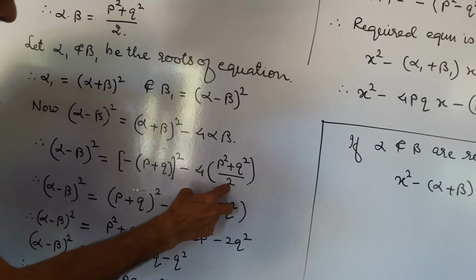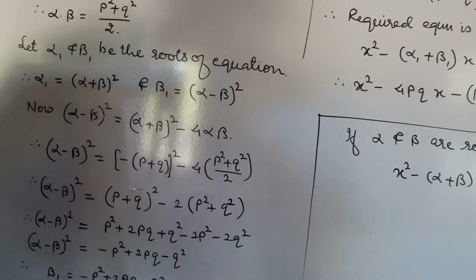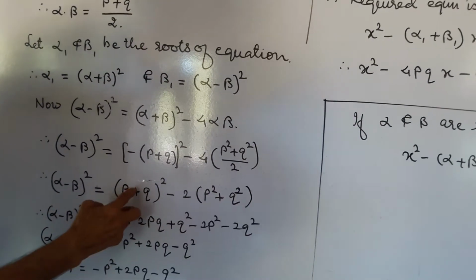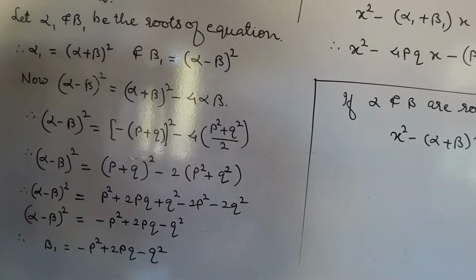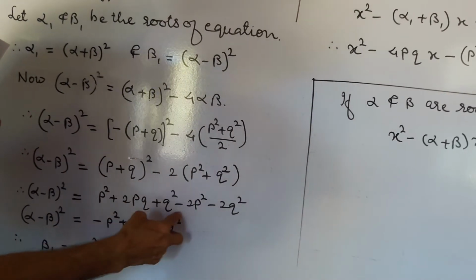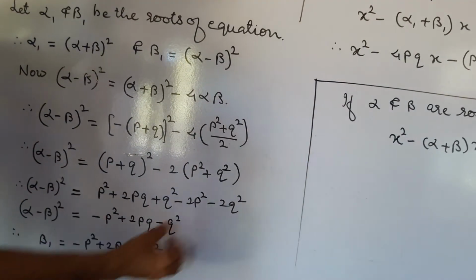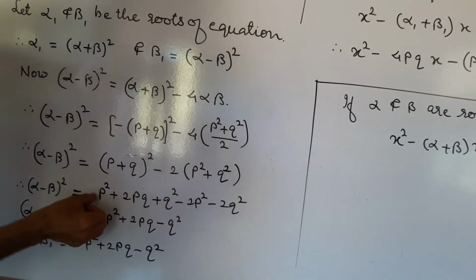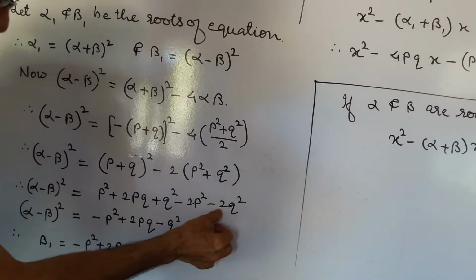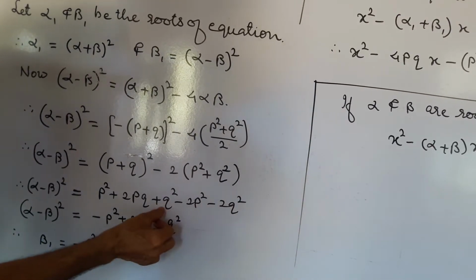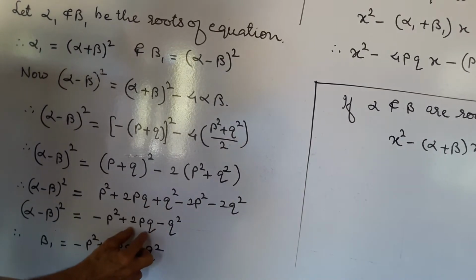Here 2 and 2 will get cancelled, so minus 2 remain here, p square plus q square, and let's simplify this now. So (p plus q) whole square equals p square plus 2pq plus q square minus 2p square minus 2q square. Now let's simplify this. So minus 2p square minus p square will become minus p square. Minus 2q square plus q square is minus q square, and 2pq will remain as it is.